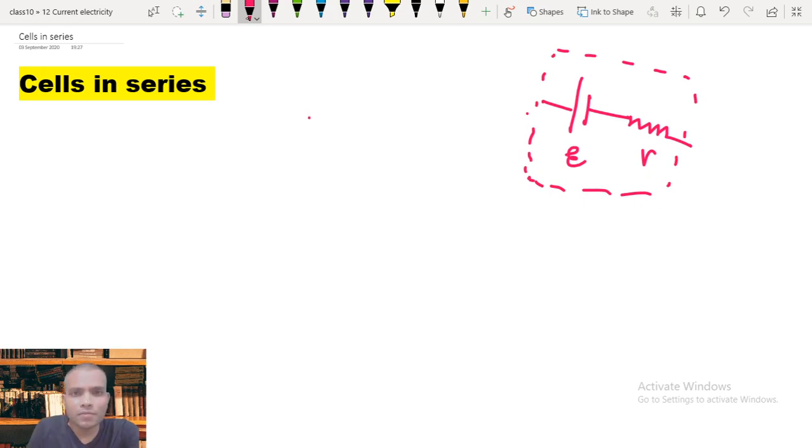So EMF we define as work done per charge. This is the work done by the source when there is no current drawn from the circuit. Or simply, if you take a cell and measure the potential difference with nothing connected, that we define as EMF, or electromotive force. Its unit is also the volt, joules per coulomb.